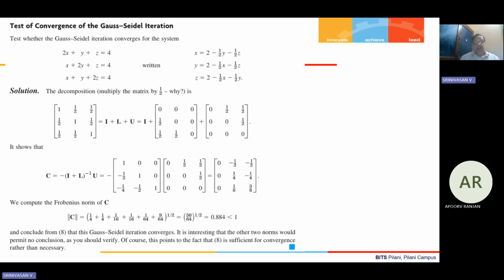And it is good that norm C suffix 2 is less than 1. That is right. So just by finding norm C 1 or norm C infinity greater than 1, you should not say that it is not convergent. It is sufficient to see that norm C suffix 2, that is Frobenius norm, is less than 1. So this is convergent.